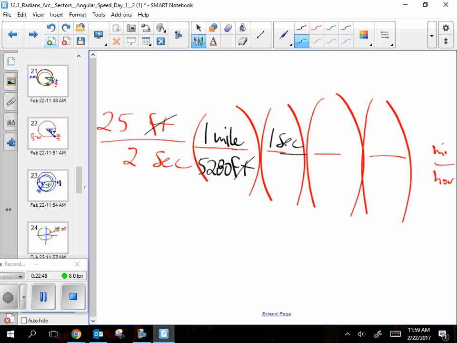1 sec is... that's not working so good. Maybe I should do it. There you go. 1 min. Cancels, and now I've got miles per minute. So one last one. Minutes. Now I have miles per hour.